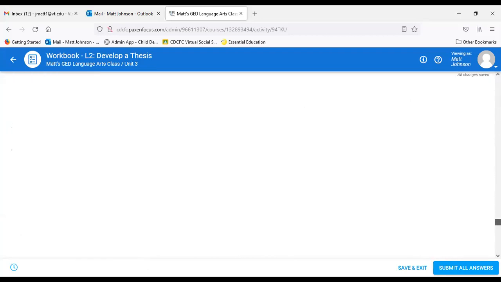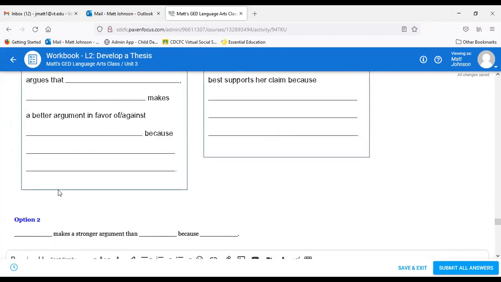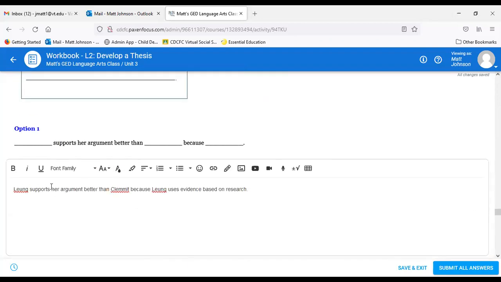You could also make a statement like, all right, where are we? Leung supports her argument better than Clement because Leung does not qualify her statements, right? Yeah. So let's go with that. We can put because Leung does not qualify her statements. Okay. Yeah.